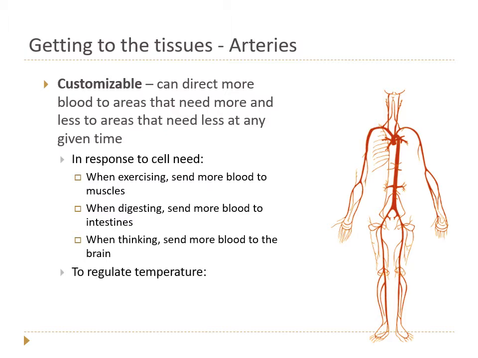We also, as you know from when we talked about skin and when we've talked about homeostasis, are going to control the flow of blood to the surface of the skin in order to regulate our temperature, right? So if we're too hot, we're going to send more blood to the skin surface so we can lose heat. And if we're too cold, we're going to constrict down those arteries and send less blood to the surface of our skin so we can conserve our body heat.